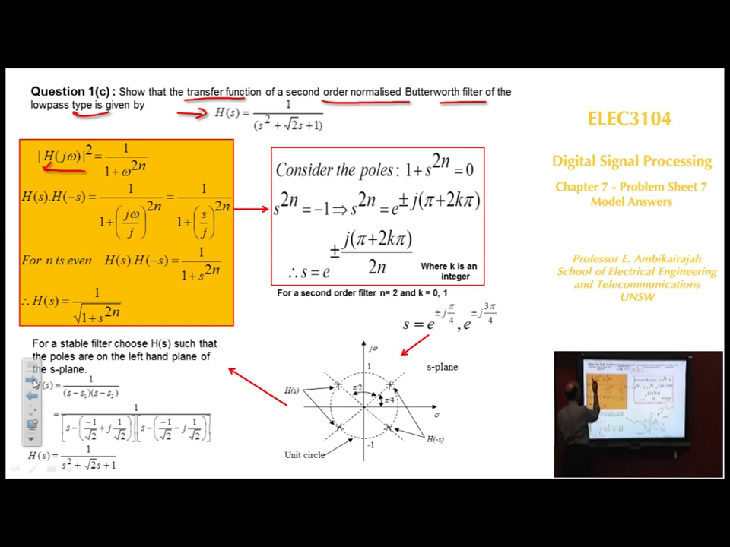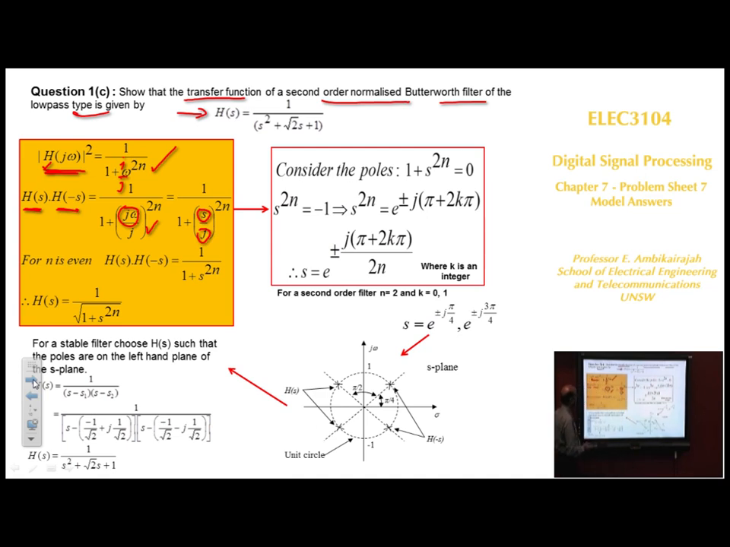The magnitude squared is equal to 1 plus omega to the power 2n. And magnitude squared we have learned can be written as H(s) times H(-s). And you multiply by j on the top and the j on the bottom, and you'll get this one. And the j omega is replaced by s, and j is underneath.